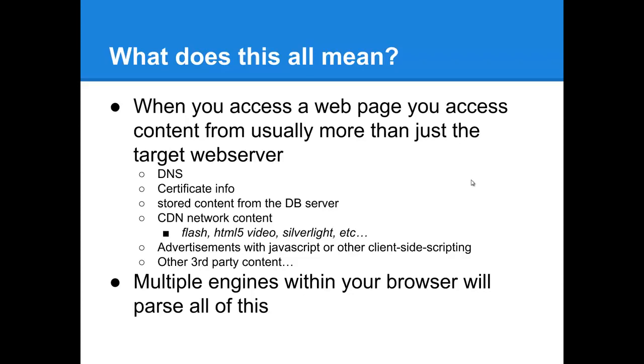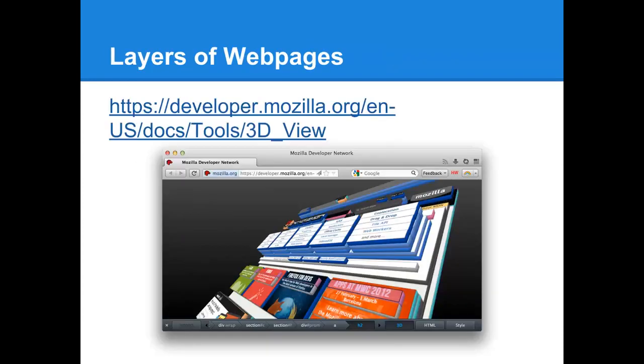And this is to query the DNS server, to parse the certificate information, to, on the server side, retrieve stored content from a database server, as well as access media hosted on a CDN network, as well as to deliver advertisements to the unwitting user, and all this other third-party content. And both on the server side and the client side, multiple engines interact to facilitate all of this. And so, if you've never seen this before, it might be an eye-opener. It's really useful for teaching beginners exactly how the internet, or at least web browsing, all works.